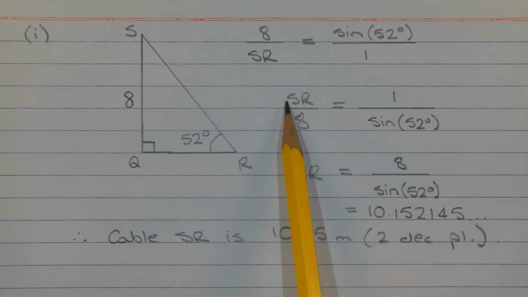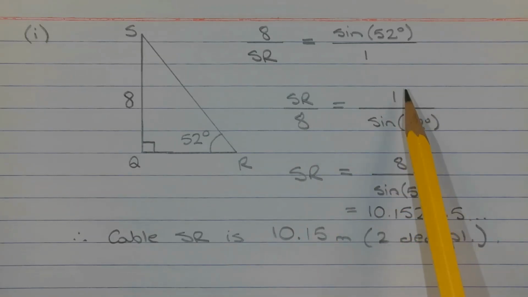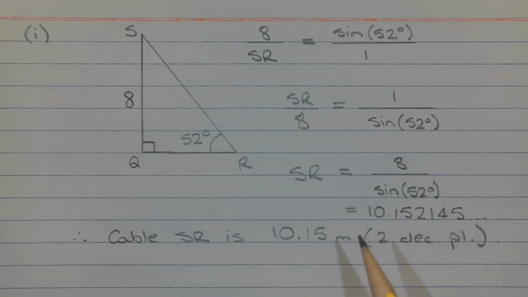Now we can isolate SR. Now SR is being divided by 8. The 8 can move over to the other side by multiplication. So we write it in the numerator of the fraction on the right-hand side, since 1 times 8 is 8. So we get SR is equal to 8 over sine 52 degrees, which evaluates to 10.152145 and so on. I'm going to express the answer correct to 2 decimal places. Therefore, cable SR is 10.15 meters, correct to 2 decimal places.